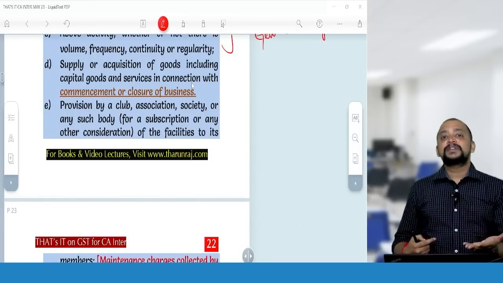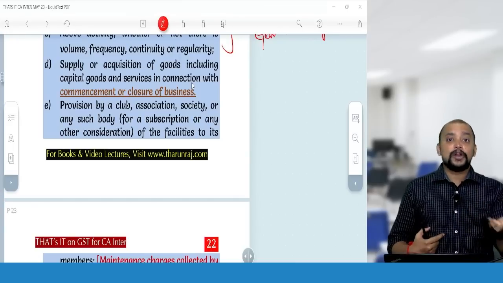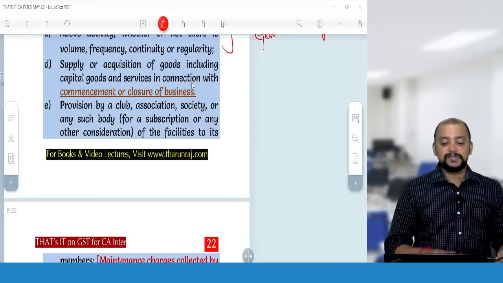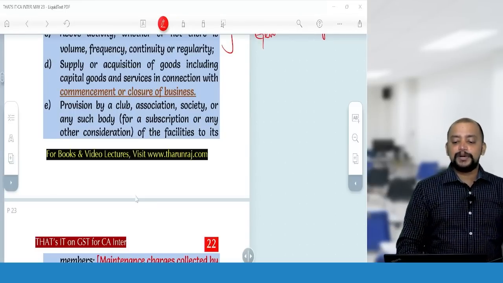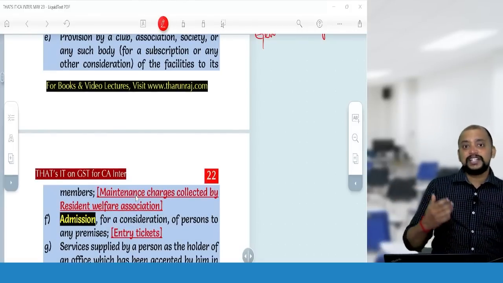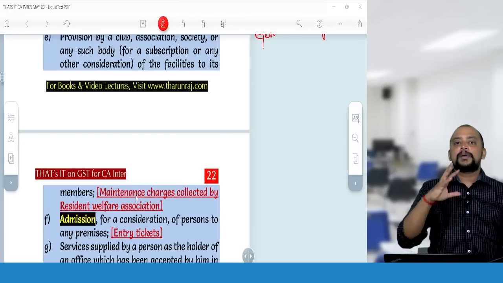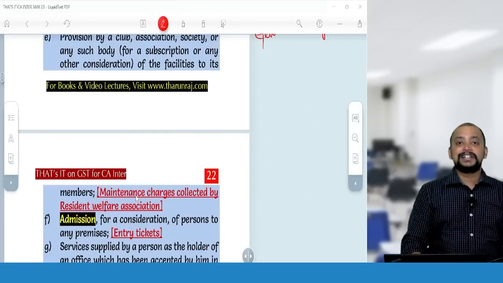So whenever I am commencing business or closing business, at that time if there are any goods which are supplied, it may not be my business, but even then it should be considered as business. Then provision by a club, association or society to its members. So there is a club or association or society that is providing services and facilities to its members, and they are collecting some amount. So that amount collected will also be treated as business.